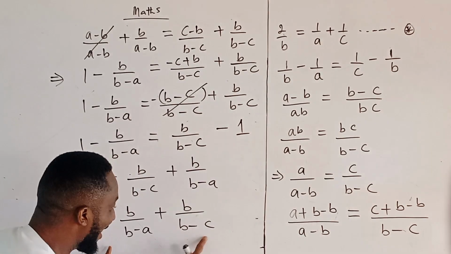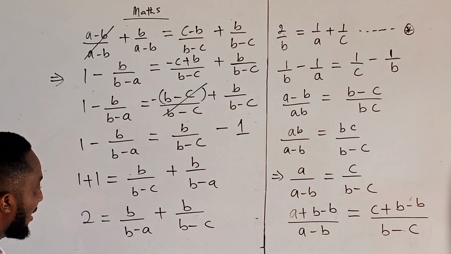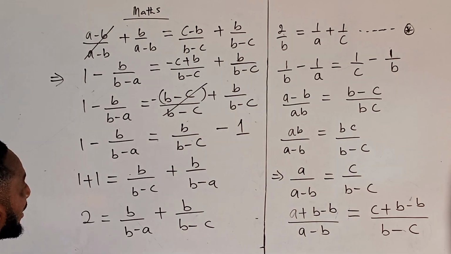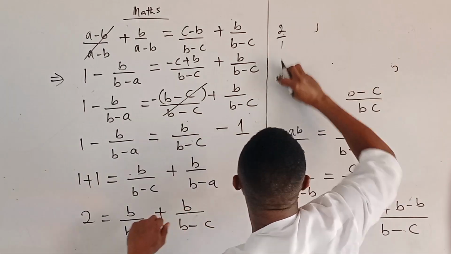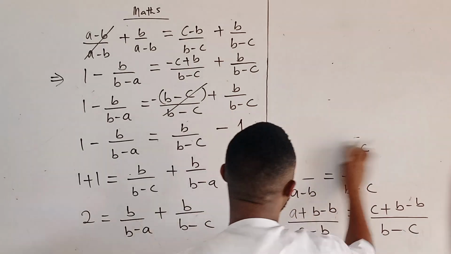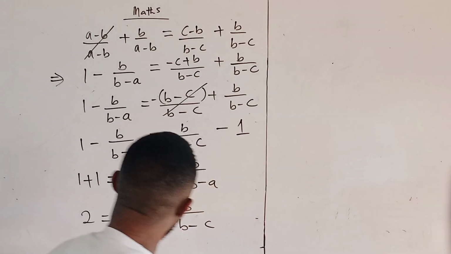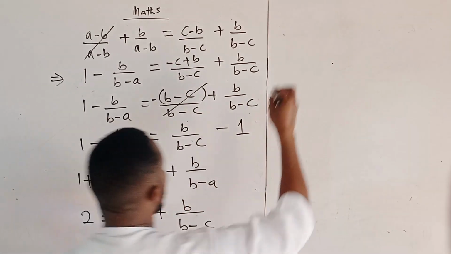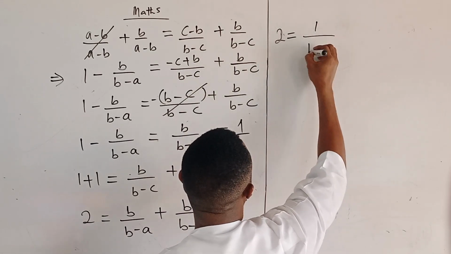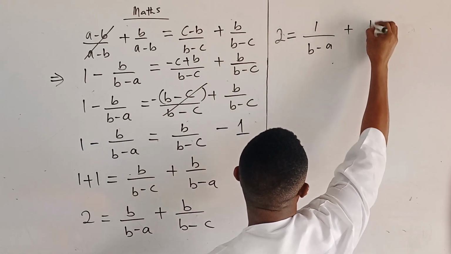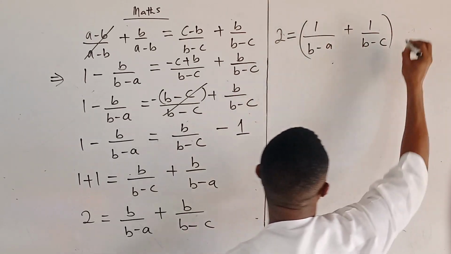So guys, you can see that these two guys are actually on the right side of what we are proving. And again, you can see B here. We have to get rid of that B. And we can do that if we multiply both sides of that equation by 1 over B. So I'm going to be having 2 equal to 1 all over B minus A plus 1 all over B minus C. Okay, I'll put this in parentheses, multiply B.